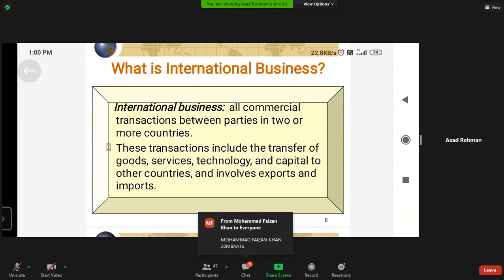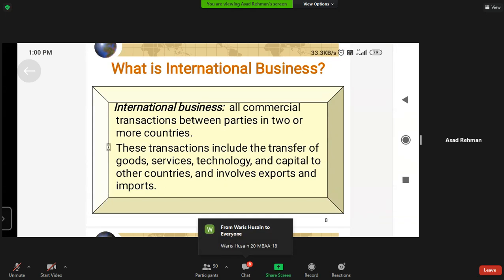Important thing that you see here in this definition is that it is not just the transfer or exchange of goods and services, but it also includes technology transfer. It includes the movement of capital. It involves the movement of information, movement of labor. So it is a very, very comprehensive term. We cannot just restrict it to only goods and services.